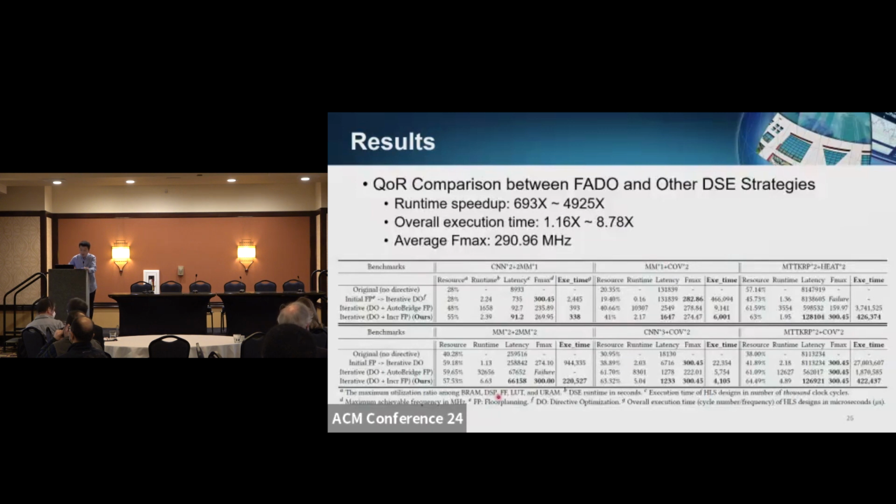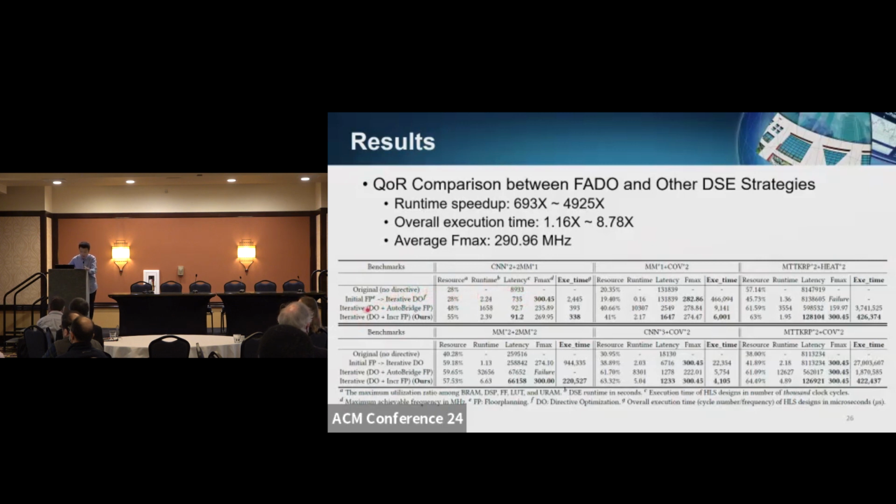We compare FADO with different top-level DSE flows and floor planning algorithms. The first row, original, means the quality of result for HLS designs with no directive applied. The second row means that we only use a one-off initial floor planning, followed by the iterative directive search. Under a fixed initial floor plan, you can see that the latency optimization is seriously limited. This underscores why an iterative co-search of the floor plan and directive is very important.